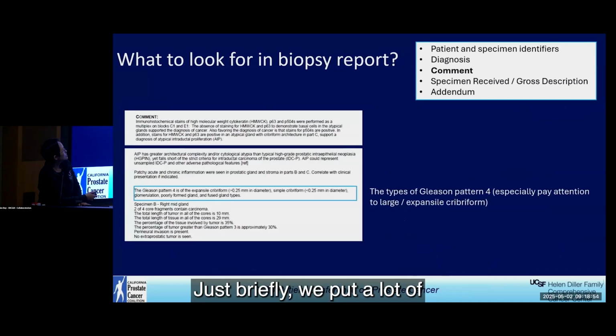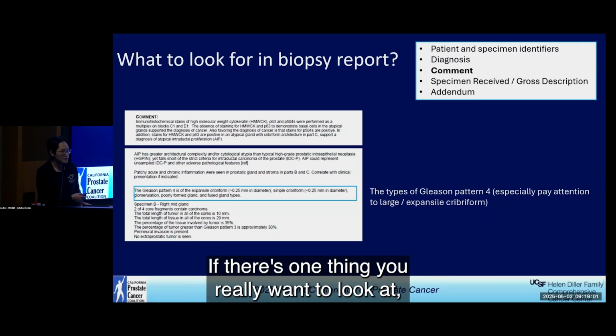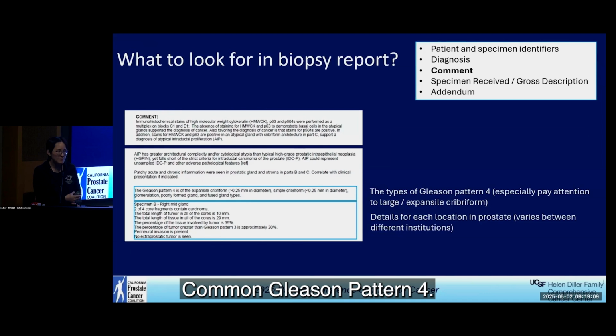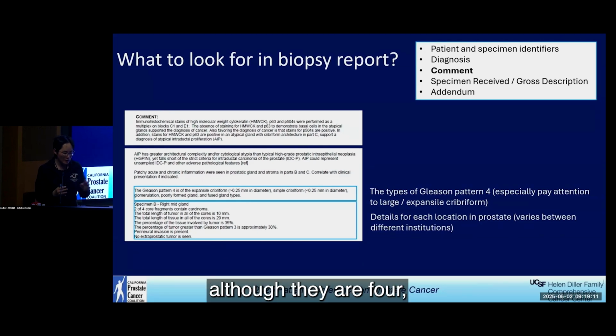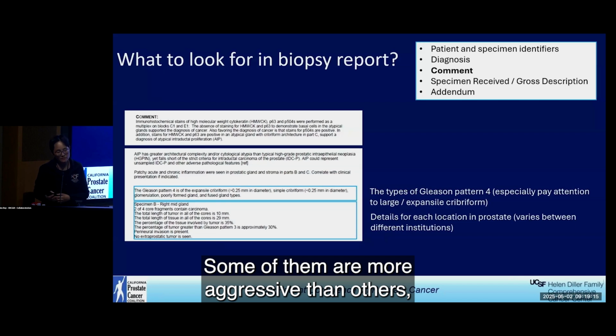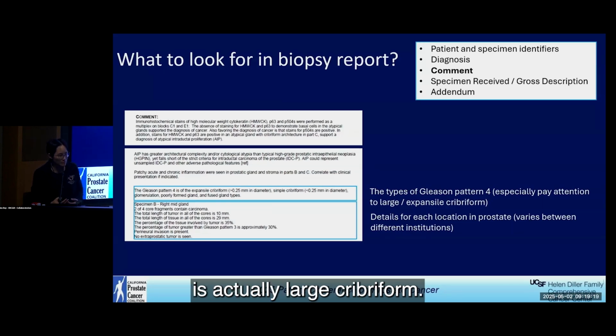Okay. So just briefly, we put a lot of information in our comments at UCSF. And if there's one thing you really want to look at, I would recommend you look at the section, comment on Gleason pattern 4. Because Gleason pattern 4, although they are 4, there are actually multiple different patterns, and some of them are more aggressive than others. And one of the common aggressive patterns is actually large cribriform.